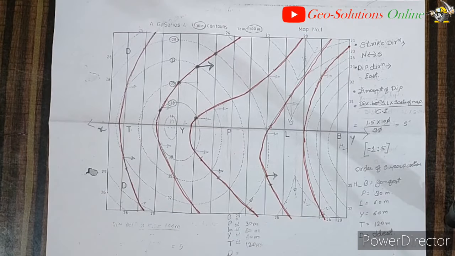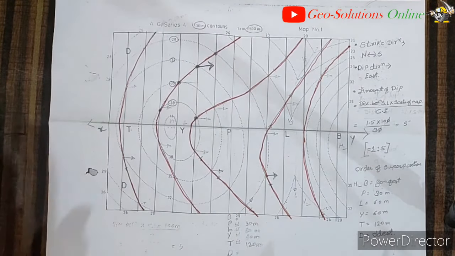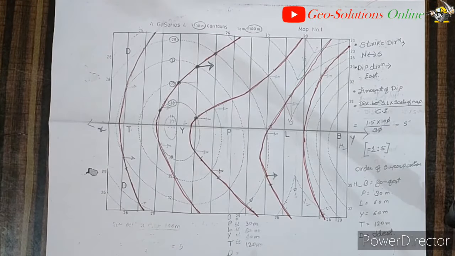Okay, so in the previous lecture we had studied all the components of the map, that is geographical features as well as geological features as well as structural features. What is a bedding plane, what is a conformable series of beds, what type of geographical features are present in this map, what is the strike direction, what is the dip direction, what is the amount of dip, and what is the thickness of the beds. We had already studied that in the previous lecture.